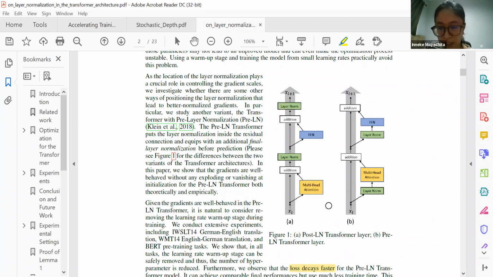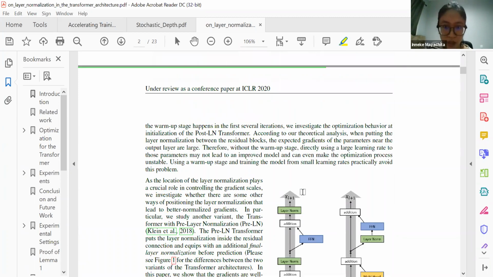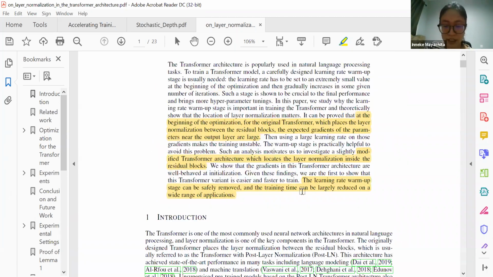Why did this paper propose this new transformer architecture? We can see here that they claim, from the study they do in this paper, that by using this new pre-LN architecture, we can get rid of unstable training, and also get rid of the warm-up stage before the training. Normally when we train a transformer, we need to use a warm-up period, which means that we start with a very low learning rate and then gradually increase it to the normal learning rate we want, which might lead to slower training because we need to start slow.